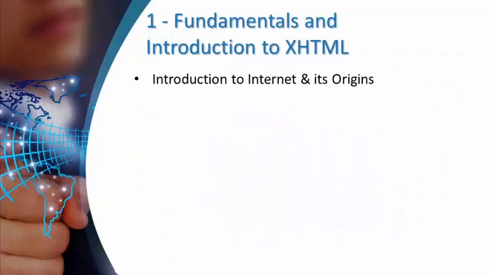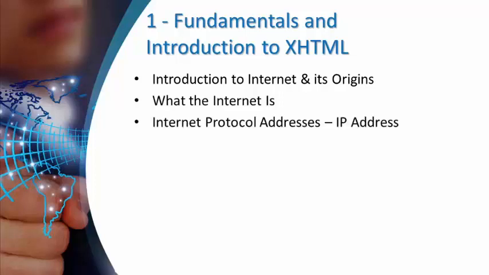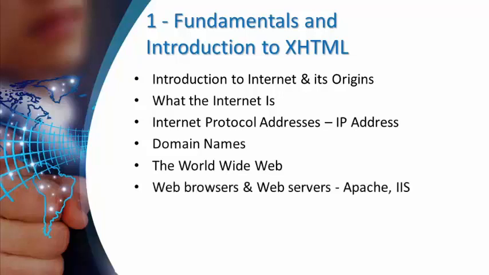Now the first chapter is Fundamentals and Introduction to XHTML. Here an introduction to the internet is given and its origin is discussed. We are going to learn what is the internet and what is not the internet, as well as the internet protocol address, that is nothing but the IP address, and the significance of the domain name, why domain names are used and what is the importance. Then regarding the World Wide Web, we are going to learn different web browsers and web servers, especially Apache and IIS are discussed here.